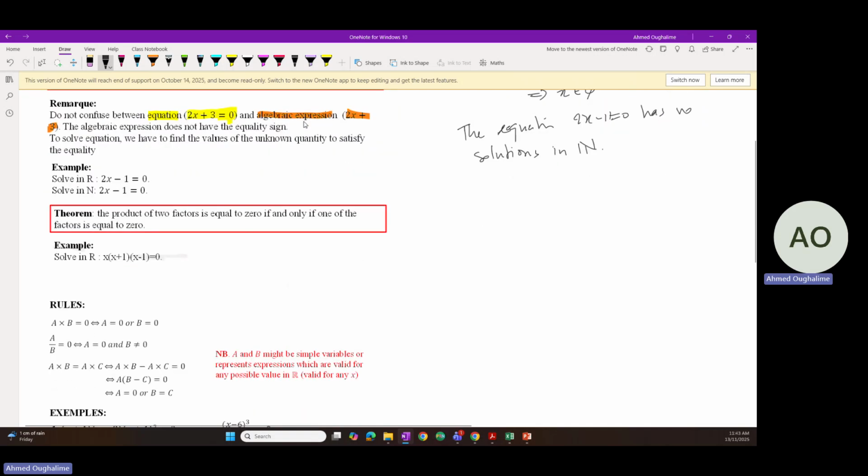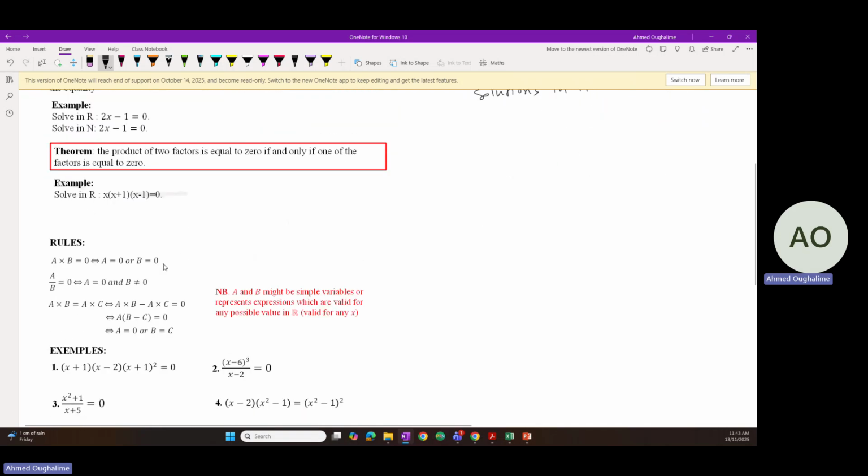Now we have our first theorem, which is given by this rule. The product of two factors is equal to 0 if and only if one of the two factors is equal to 0. It means that if I have a times b equal to 0, this is to say that either a equal to 0 or b equal to 0. Again, we are talking here about two factors. When we write A, we may mean some expression. Let's say I have x minus 1 times x plus 2 equal to 0. In my example here, x minus 1 is my A and x plus 2 is my B.